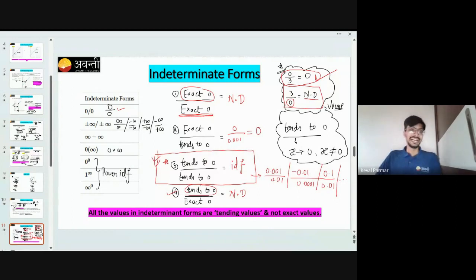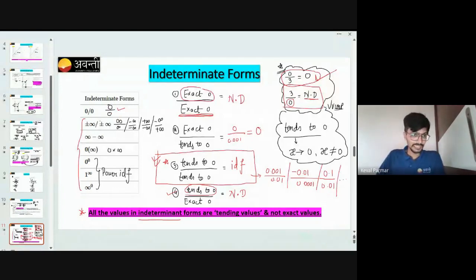So, as you can see, all the other values here are also not exact values. They are also tending values. Here I have written in bold all the values in the indeterminate forms. We read them as exact values, but they are tending values. As we read it here, 0 upon 0, but we know that it is tends to 0 upon tends to 0. Same is the case with the others.